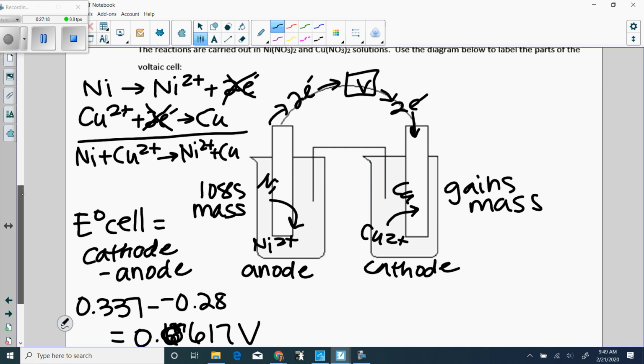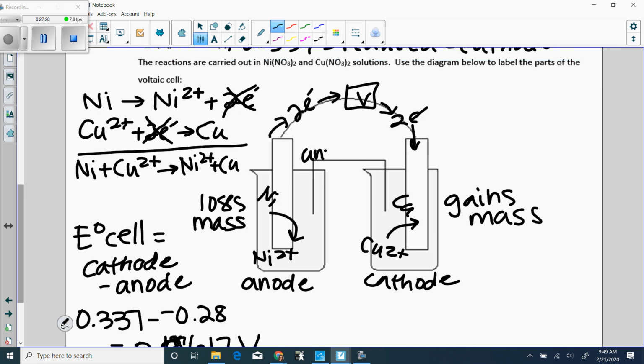We did forget this. Anions to the anode, cations to the cathode, to replenish lost ions. All of the things. Thank you, Alexa.